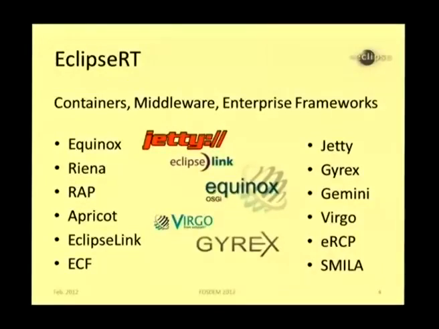EclipseRT is the short name, and that's basically middleware, containers, enterprise frameworks. It's a nice set of frameworks and tools available. Of course, there's Equinox, the OSGi runtime. And then we have frameworks like Jetty. Who knows Jetty? It's a servlet engine, or actually also a servlet container, a web application server. And EclipseLink. Who knows EclipseLink? That's a JPA, EJB framework. You can use it in an OSGi environment, or you can also use it just in a regular Java EE application. That's also an Eclipse project, right?